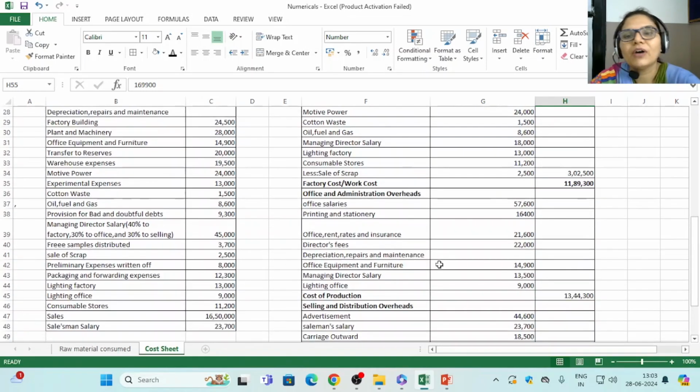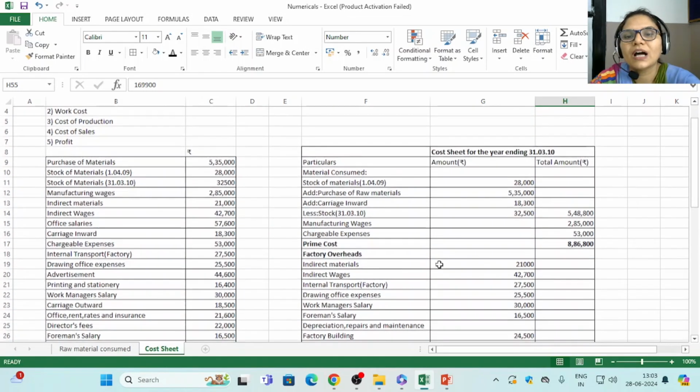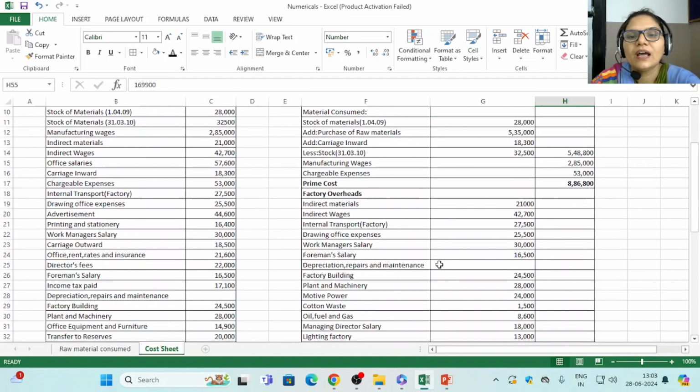So by now I think you are well versed in how to prepare the cost sheet and how to present all the components in a cost sheet in an efficient manner.